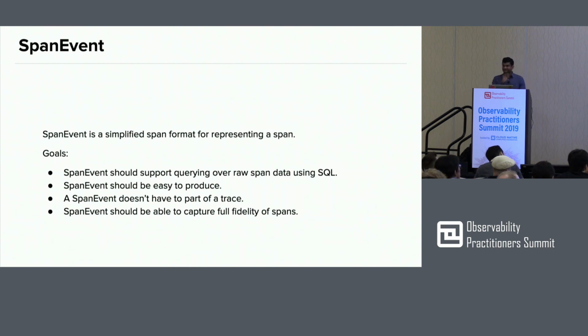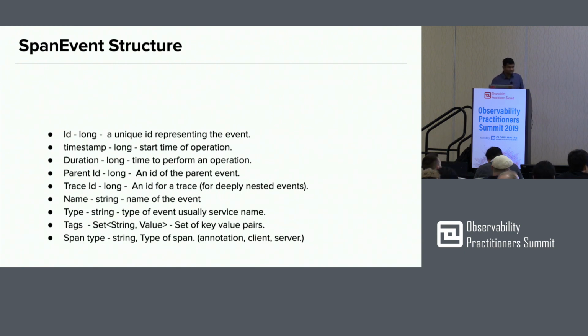If you take a Zipkin span, Jaeger span, an OpenTracing span, or an OpenCensus span, we want to capture all that data in our span. So we want to capture that full fidelity. We just don't want to lose that data, right? So a span event has the following fields. We have an ID, which is the unique ID for an event. We also have a timestamp, which is the time at which the event started, and the duration, which is the time it took to run this event.